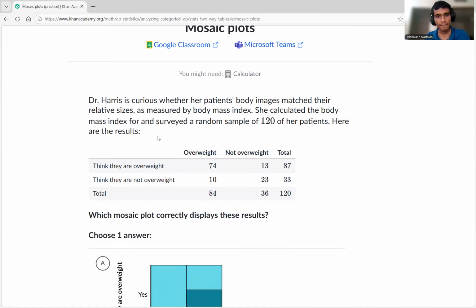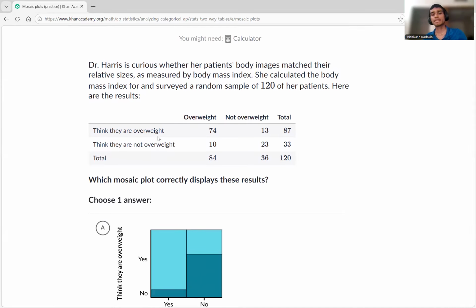The body mass index. Then based on body mass index, I have to say if they're overweight or not, and if they think themselves are overweight or not. So basically, some people might be thinking they're not overweight, but they are. Some people think they're overweight, but they are not in reality. So here are the results, and they're asking which of the mosaic plots currently displays these results.